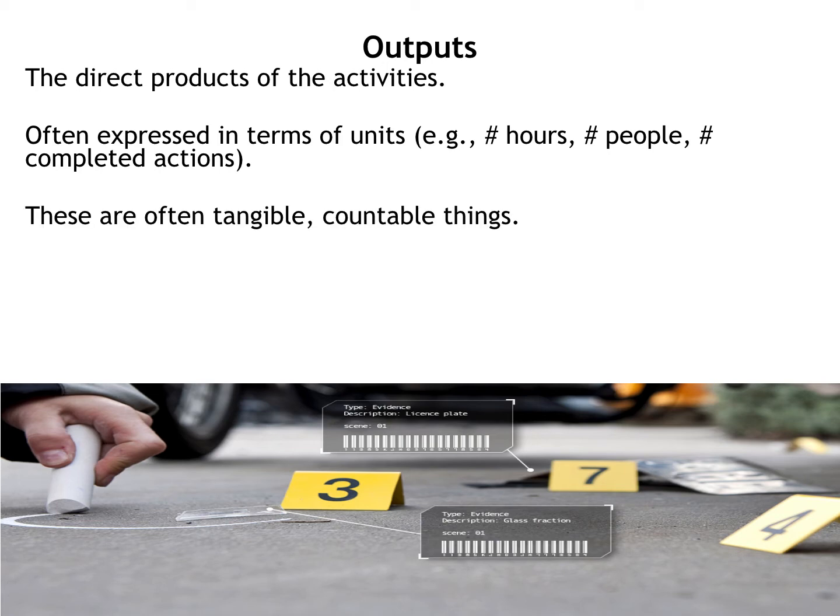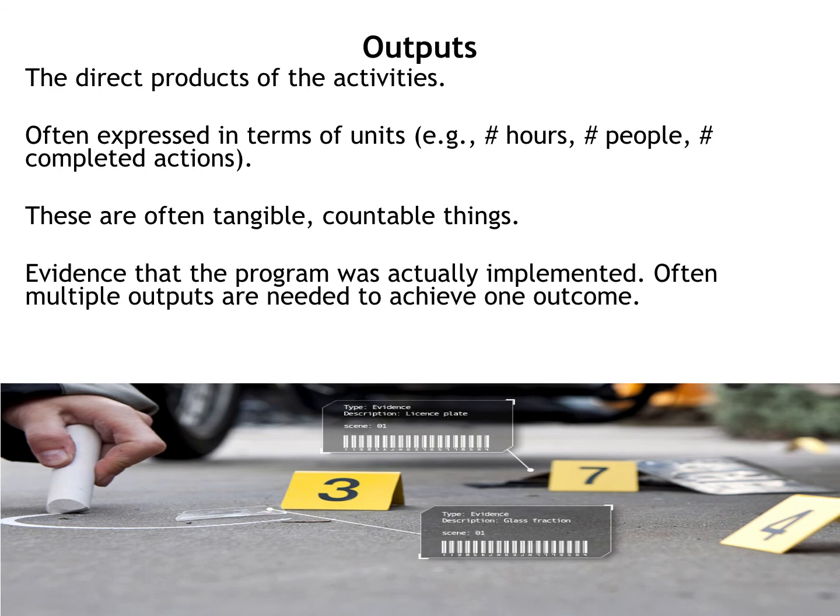The important thing to remember is that outputs are often tangible, countable things. Simply put, they are the evidence that the program was actually implemented. Often multiple outputs are needed to achieve one outcome. Another way to look at outputs is what do we need to collect information on in order to know that the given outcome has occurred.